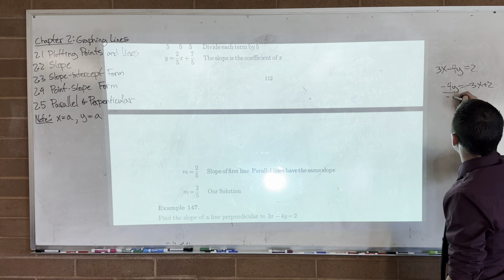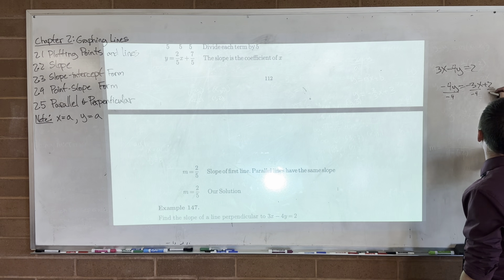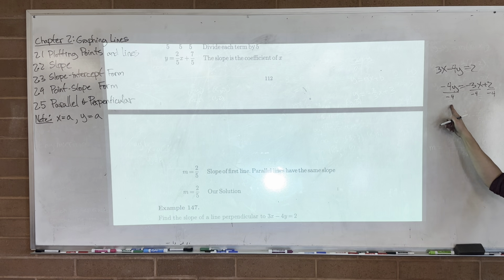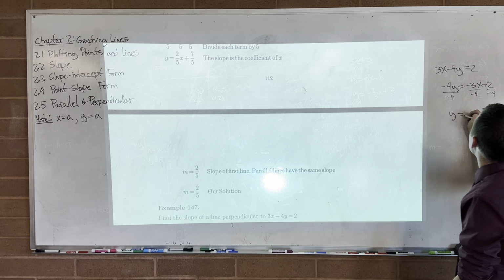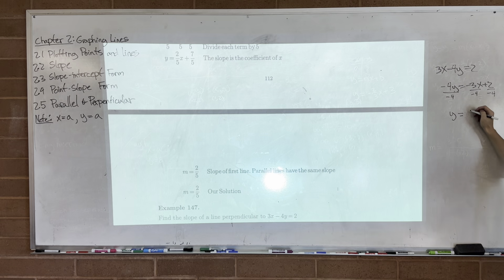Divide everything by negative 4. All right. Negative 4 over negative 4 is? 1. 1 times y is? Y is equal to negative 3 over negative 4, which is positive 3/4, because a negative over a negative is positive. And then 2 divided by negative 4 is? Negative 2/4, or? If you have 2/4 of a pizza, how much pizza do you have? You have half the pizza. Good. All right. So here's the slope of this line. So if a line is perpendicular to it, what's its slope going to be?